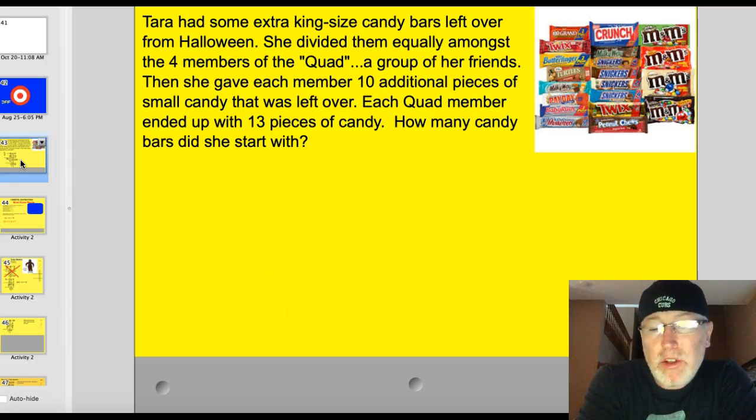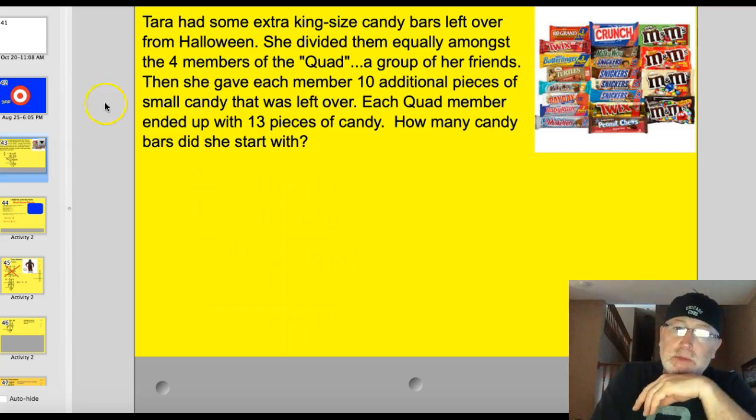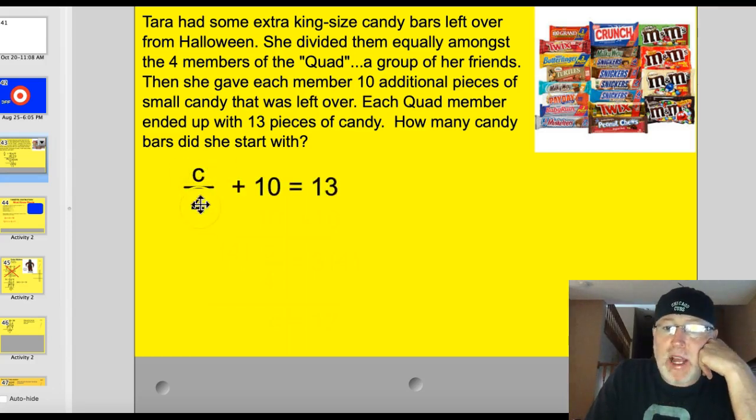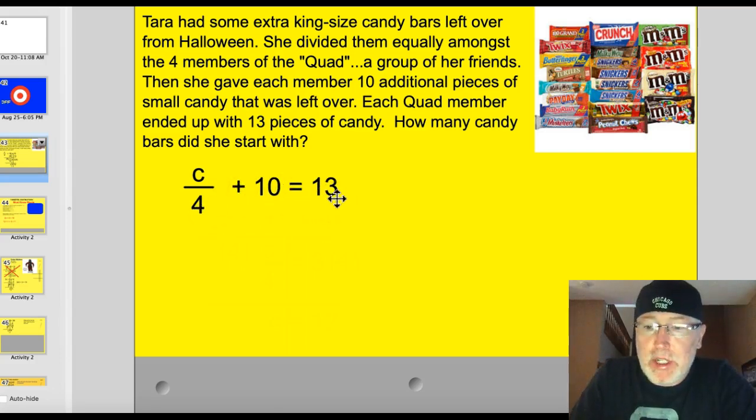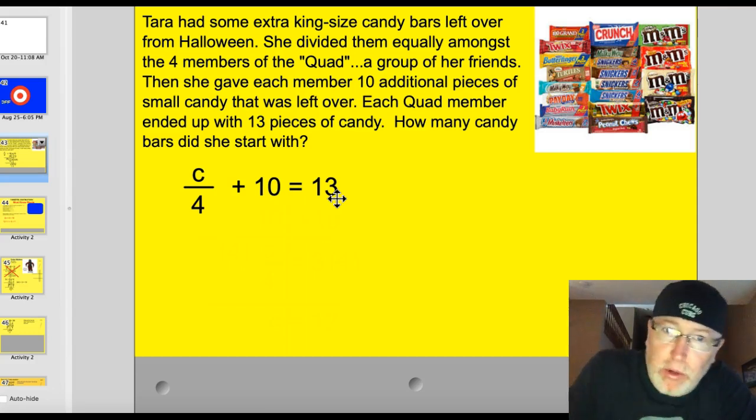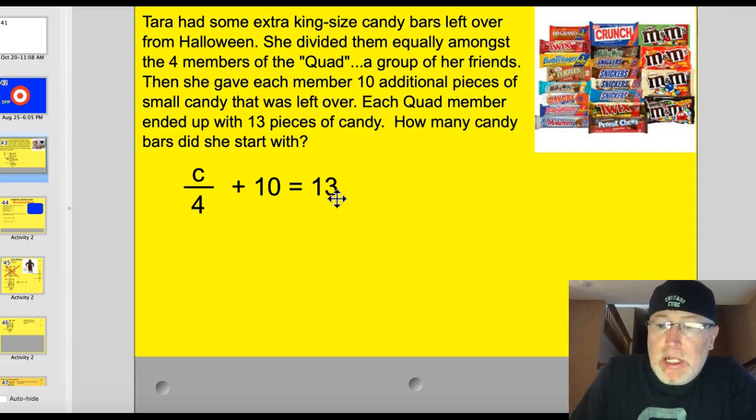Well, you could probably figure it out, but I'm using simple numbers here to help illustrate how we could write an equation for this. She started off with some candy bars and she divided them among 4 people. And then she gave each person 10 additional pieces of candy, so they all ended up with 13. Now that wasn't that difficult to write, was it?